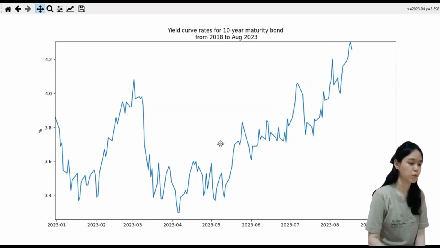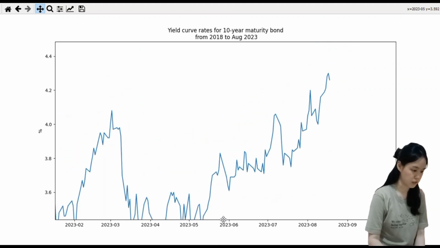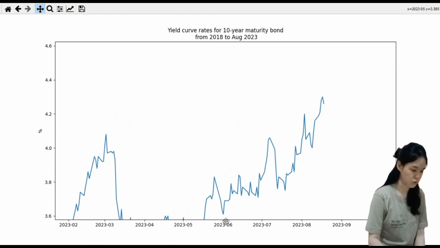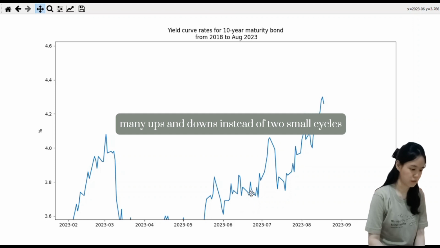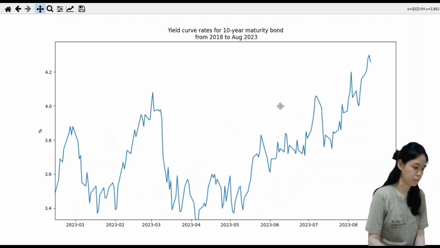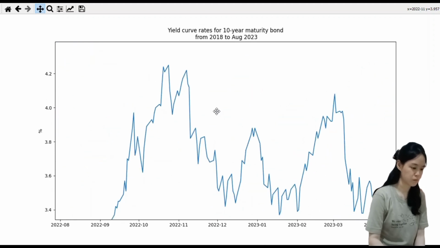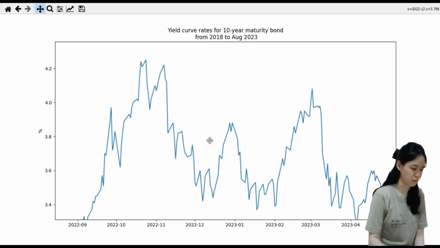Even though it's not always like that. So for example, here, 2023 June to 2023 July, we have many ups and downs. So it's not always true, but I noticed some patterns like that several times.